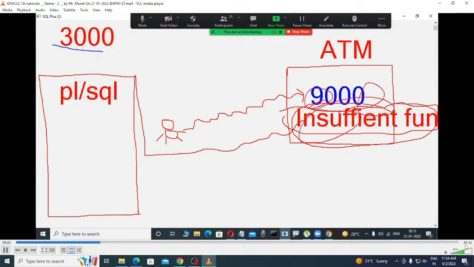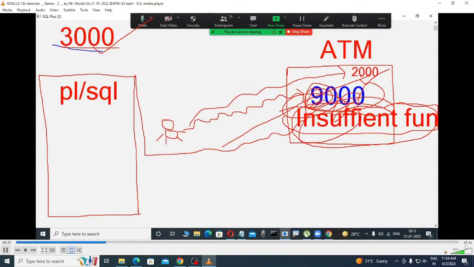Again, another scenario. For example, now here my balance is 3,000. Suppose I am inserting an ATM card and I try to withdraw 2,000 rupees. Is it possible? Possible. Why? Because my balance is 3,000, and 2,000 is less than 3,000. That's why this withdrawal is possible. We are withdrawing 2,000 in this example.